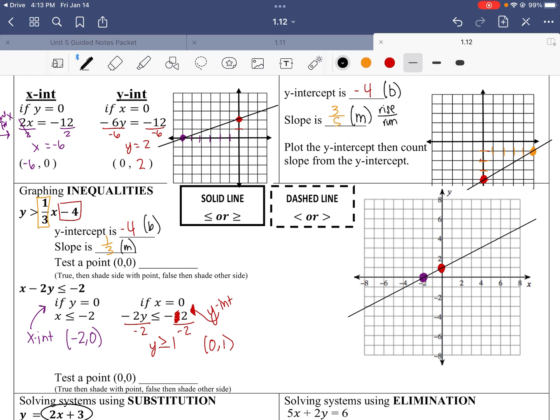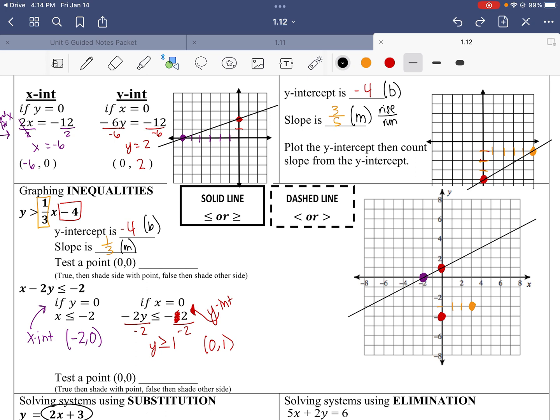So I hope you guys noticed I am just doing the lines first, and then I'm going to talk about all the stuff that goes with an inequality. So the line, we would go down to -4 and put our dot there for our y-intercept. And then our slope is a positive 1/3, so that means I'm going to go up 1 and over 3, and put my dot there. And then we could connect our line.